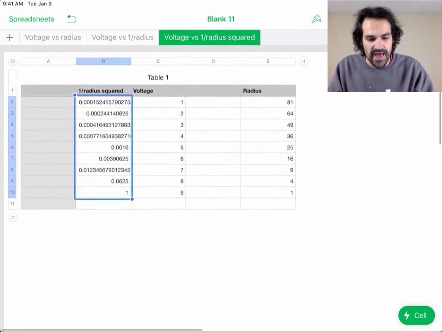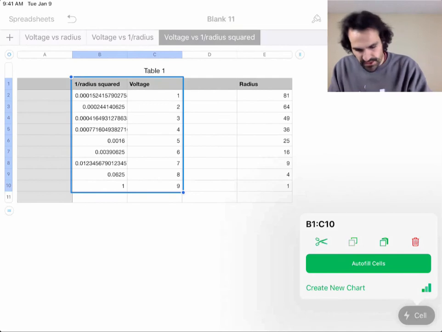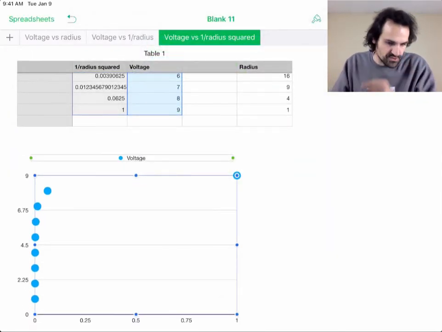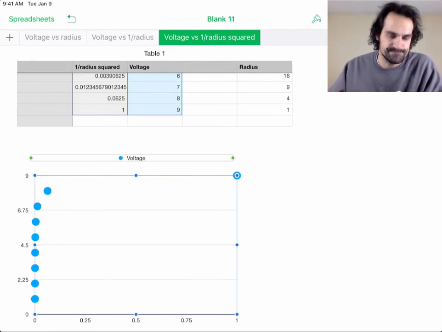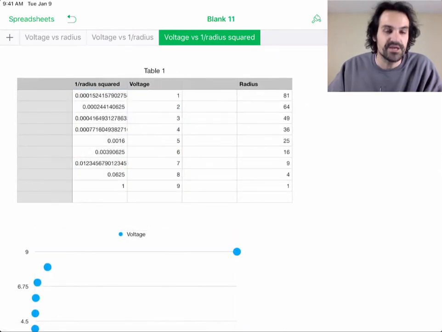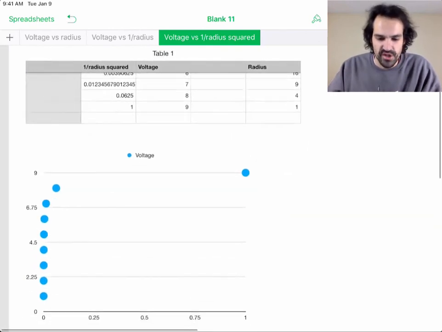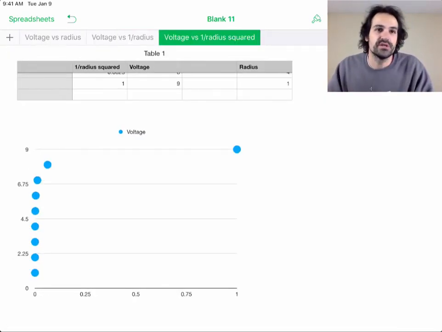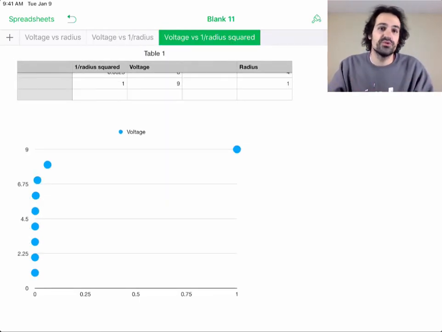And once you've done that, now we're going to plot voltage versus radius squared. So cell actions, create new chart, XY scatter plot. Oh, good Lord. So this didn't really work out either. But that's because I was making up numbers, and it's not necessarily going to work when you just randomly make up numbers. But with you guys, one of these 2 graphs, 1 over radius and 1 over radius squared, should hopefully give you the correct relationship.